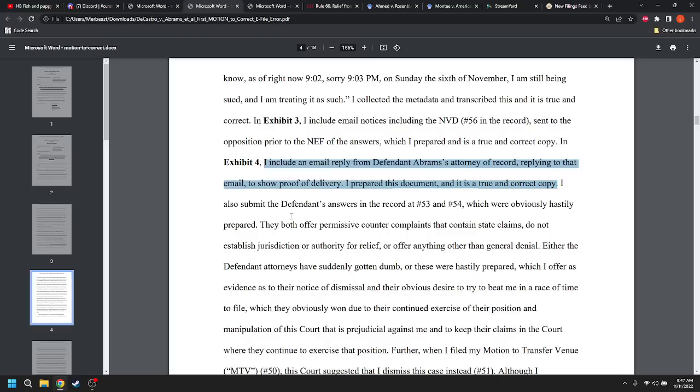I also submit the defendant's answers in the record at number 53 and number 54, which were obviously hastily prepared.